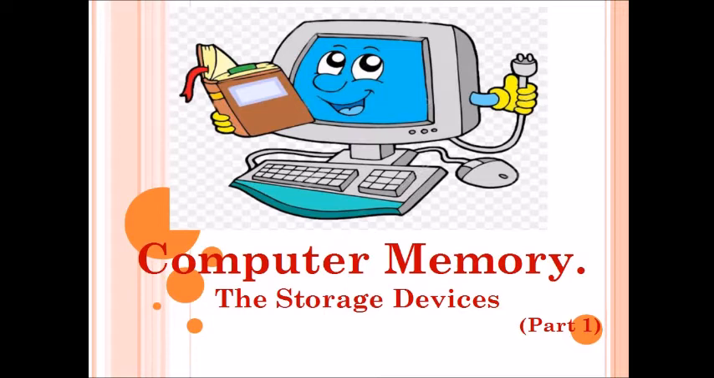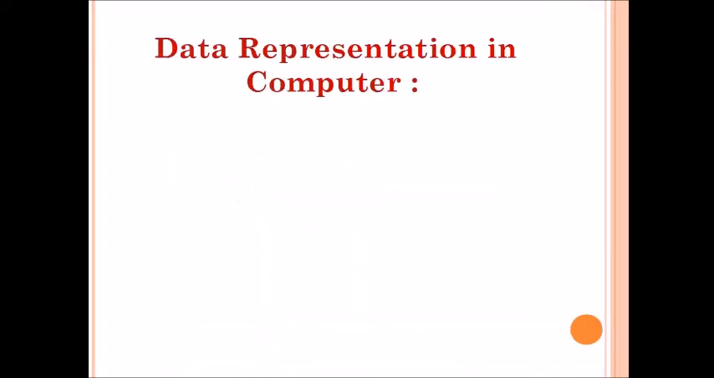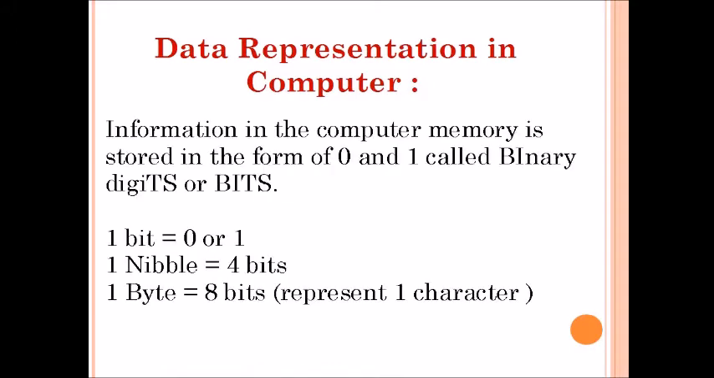Before we start with the storage devices, let us learn how data is represented in a computer system. So let's start. Data representation in computer. The computer understands the language of electricity, which can be either in switch on or switch off mode. The switch on mode in the computer is represented as 1 and switch off as 0. That's why the information in computer memory is stored in the form of 0 and 1, called binary digits or bits.